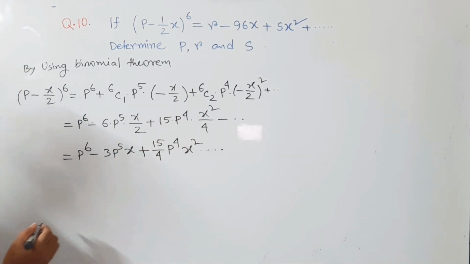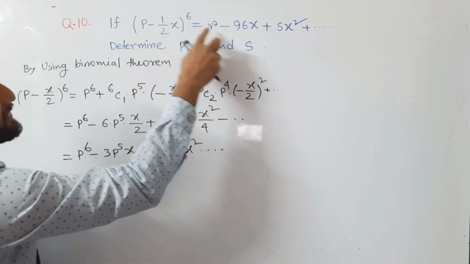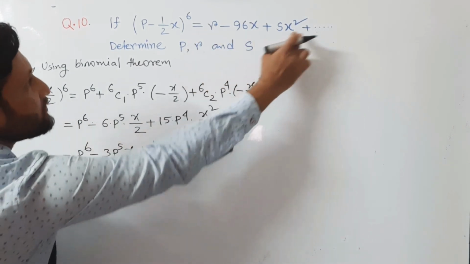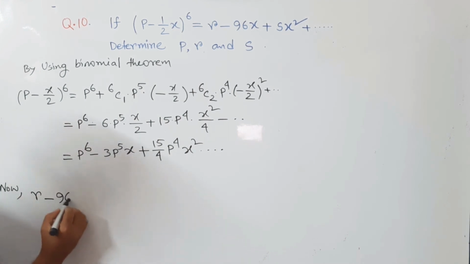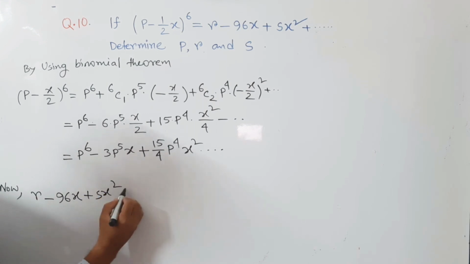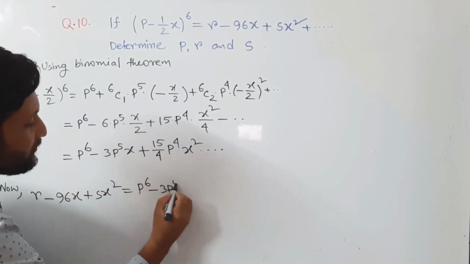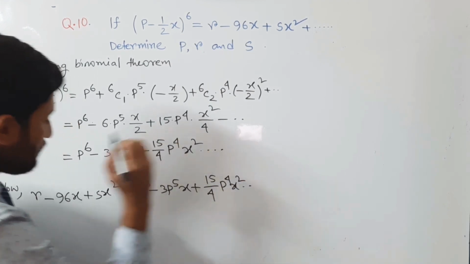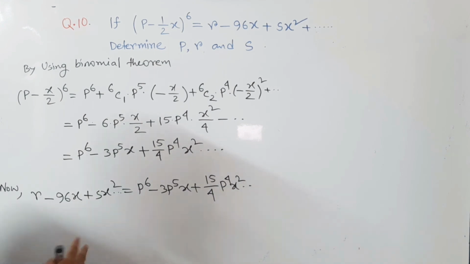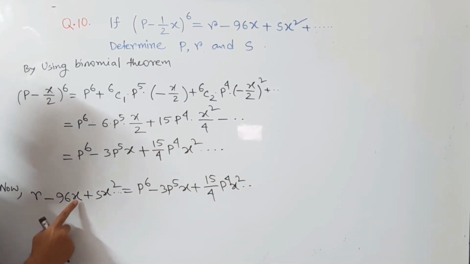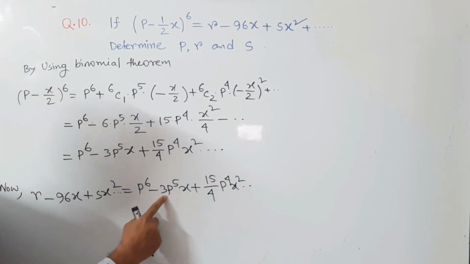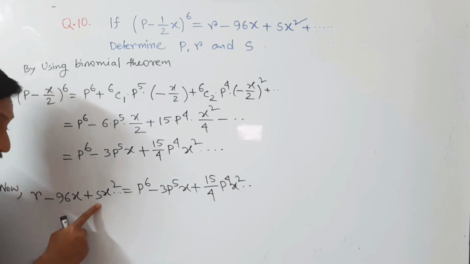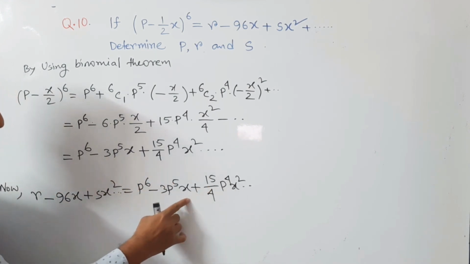But according to the question, we can write the value of (p minus half of x) to the power 6 equal to this right hand side, so we can easily write now these 3 terms equal to these 3 terms. So we can write r minus 96x plus s x square equal to p to the power 6 minus 3 p to the power 5 x plus 15 by 4 p to the power 4 x square. Here see that in these terms, both left hand side and right hand side, p to the power 6 and r are the constant terms, the coefficient of x is minus 96 and minus 3 p to the power 5, and the coefficient of x square is 15 by 4 p to the power 4 and s. So we can equate from both sides the coefficients of x square, x and constant.